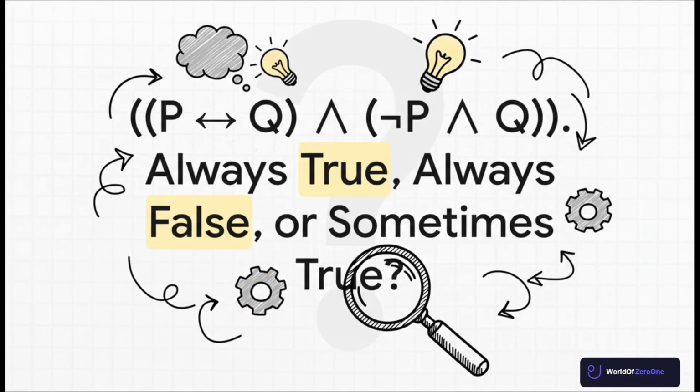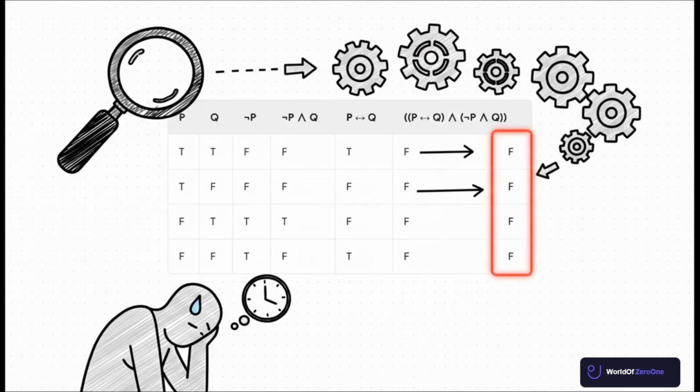Take a look at this beast of an expression. Is this thing always true, always false, or does it depend? Now, I'm willing to bet your first instinct is to reach for one very specific, very common tool to figure this out. And that tool is probably this guy right here, the good old truth table.